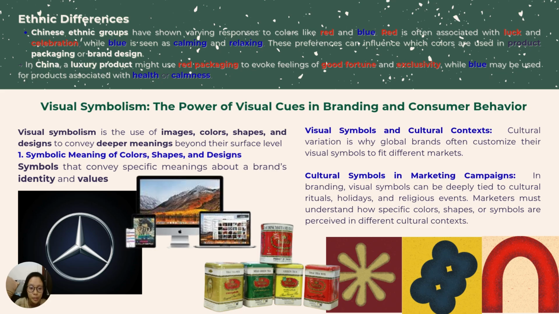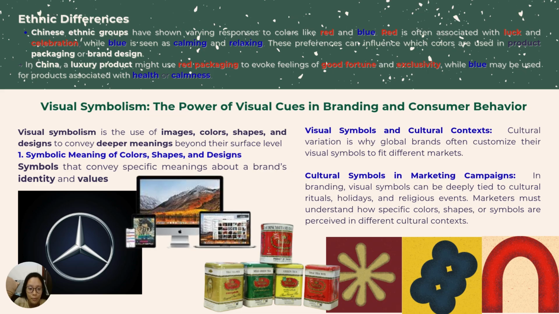Visual symbolism is the use of images, colors, shapes, and design to convey deeper meaning beyond the surface level. These symbols carry emotional weight and are essential in creating brand identity. Products are often purchased not just for their functionality, but because they represent something symbolic, such as status, identity, or aspirations. Colors, design, and shapes are all symbols that convey specific meaning about a brand's identity and value. These symbols are used by marketers to connect the product with the consumer's identity and aspiration.